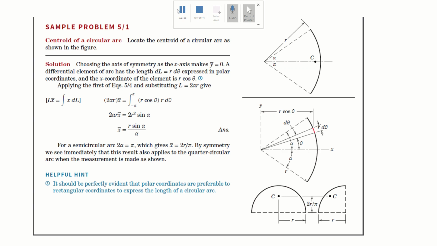Here we have some examples. In this particular example, we have to find the centroid of the circular arc. Here you have to remember, centroid is the geometric center. So a simple line at a distance r has been sketched, and we have the angles alpha above the arc and alpha below the arc.